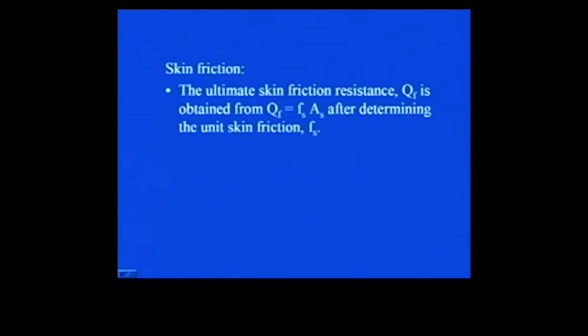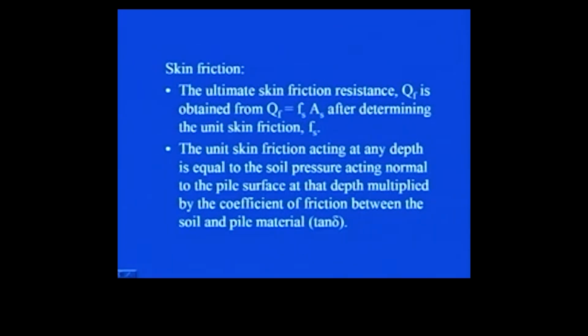Now, how can you determine this unit skin friction Fs? Let us see that the unit skin friction acting at any depth is equal to the soil pressure acting normal to the pile surface at that depth multiplied by the coefficient of friction between the soil and the pile material. Let us try to see this once again. The unit skin friction acting at any depth is equal to the soil pressure acting normal to the pile surface. So, the pile surface is vertical.